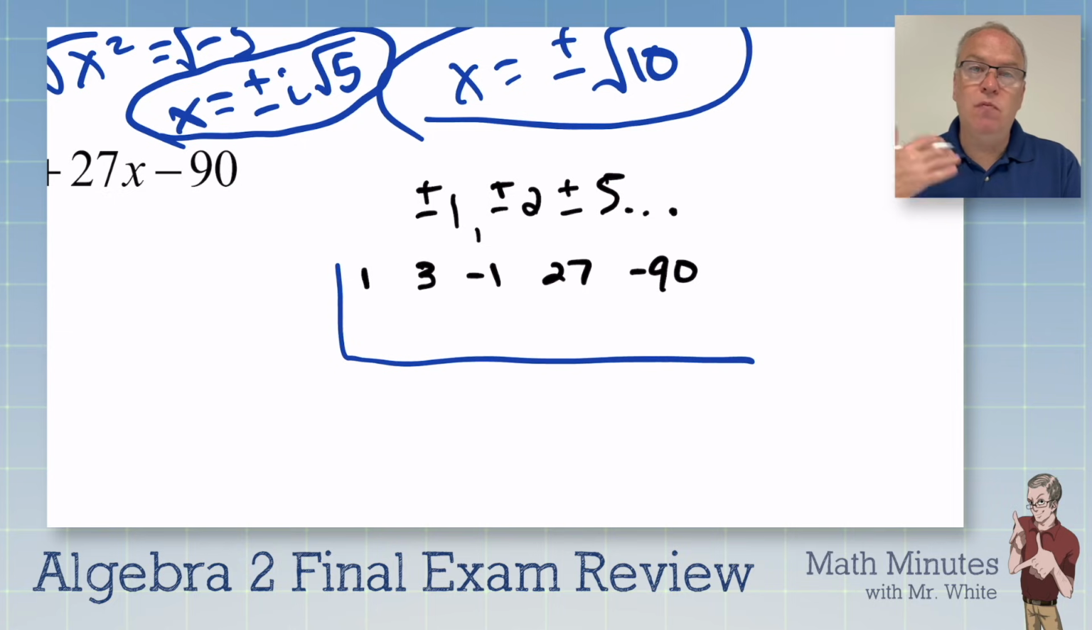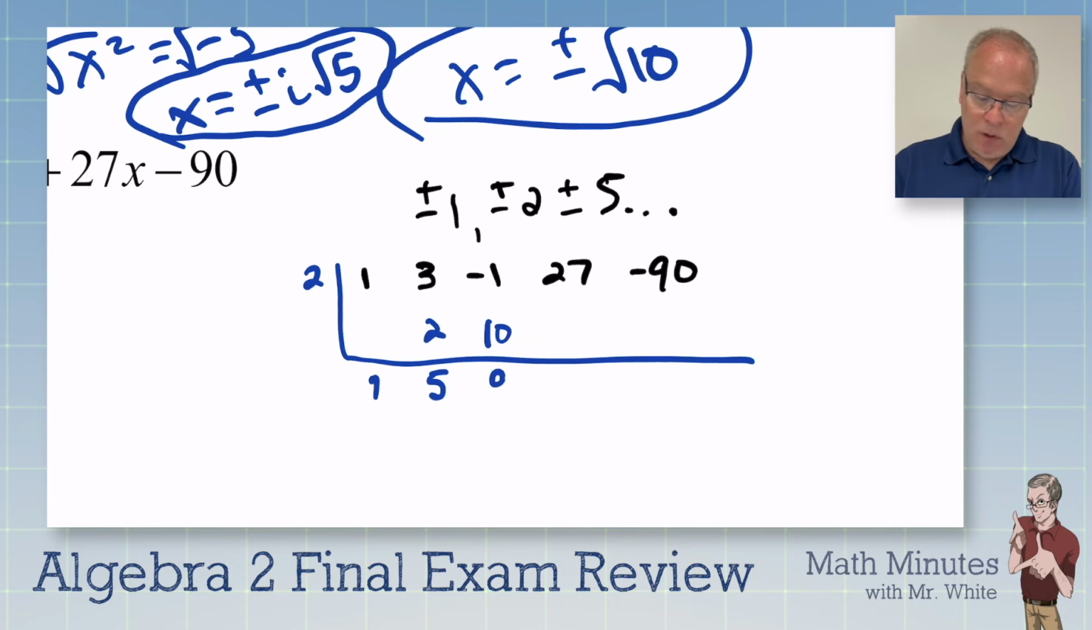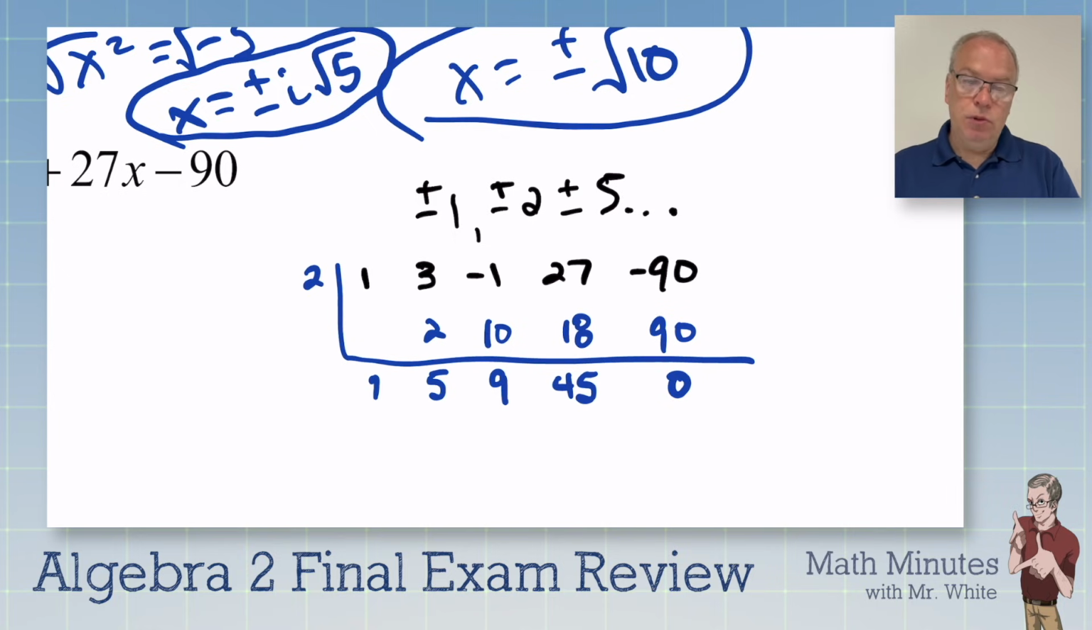We could try negative 1, but let's try 2. I have a feeling maybe this one's going to work. 1, down here. We bring that first digit down. We multiply. We multiply. We get 9. We get 18. And then we get 45. And then, we get 90. Look at that. It goes in cleanly. So 2 goes in there.